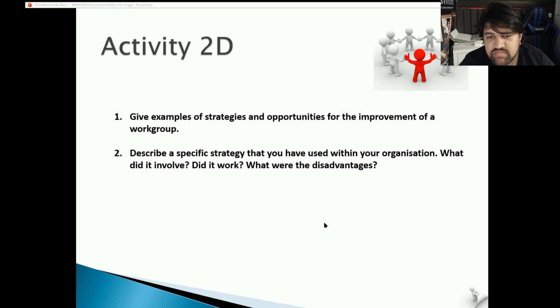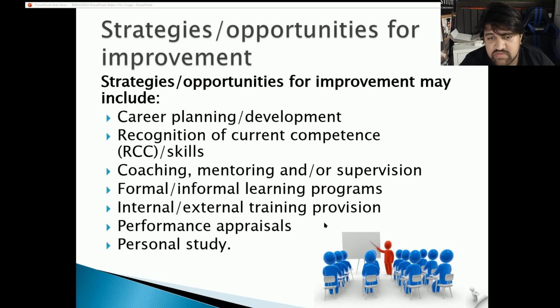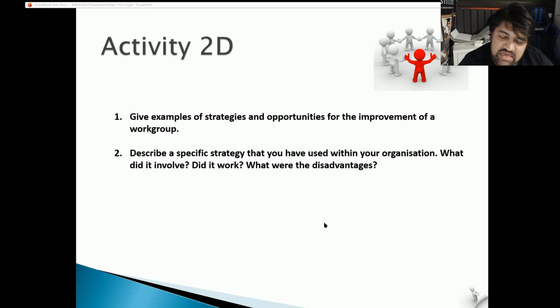So give examples of strategies and opportunities for improvement of a work group. We've just talked about these before. We could have career planning, skill recognition, coaching, mentoring, formal and informal learning programs, external or internal training, performance reviews or appraisals, and encourage personal study. Describe a specific strategy that you have used within your organization. What did it involve? Did it work?